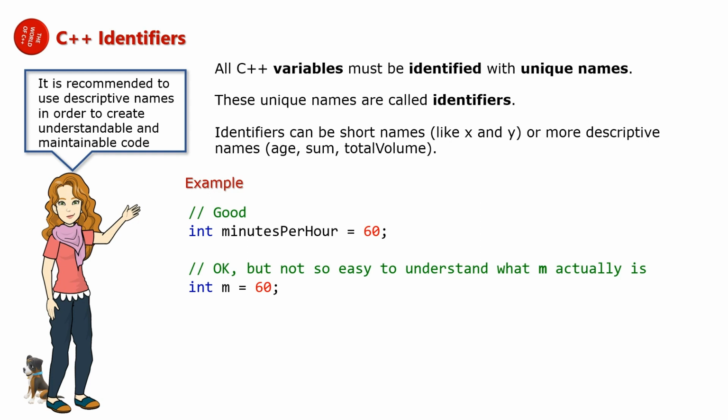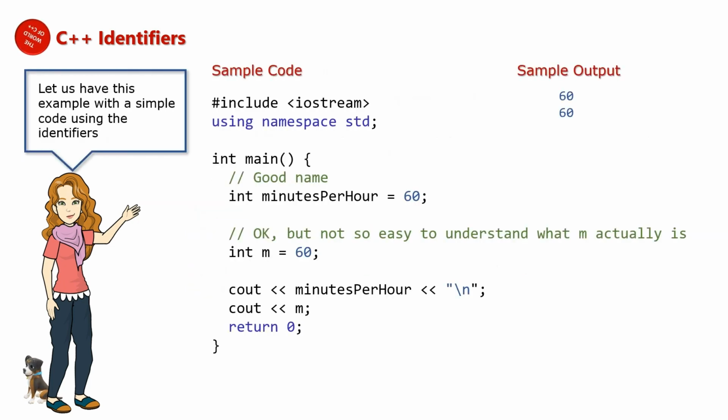These unique names are called identifiers. Identifiers can be short names like x and y or more descriptive names such as age, sum, total volume. This way of naming variables is a good practice, although other naming conventions are also okay. Let us have this example with a simple code using the identifiers. Study the comments. A good programming practice in naming variables is to be descriptive, so that you can easily understand and maintain your code.